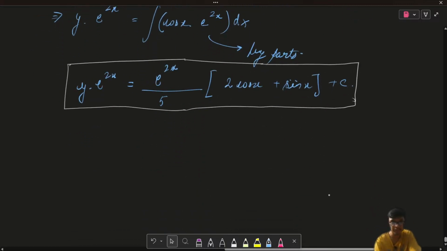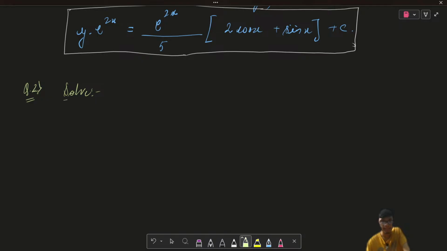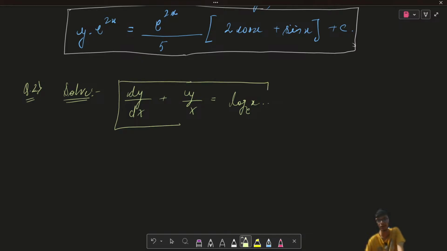Now, please try to solve this problem. I won't solve this problem directly, but first of all, please try to solve it so that we can discuss the solution. Okay, again, a very simple linear differential equation, right? So please try to solve this problem with base e over here. Try to solve this differential equation by using the understanding we have developed from the previous discussions.